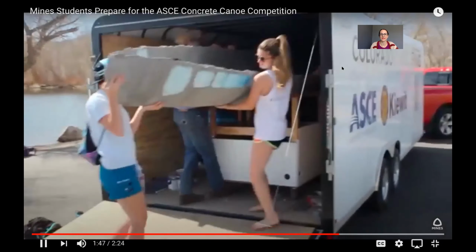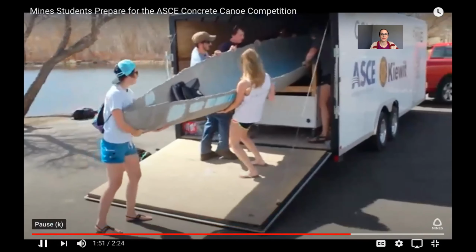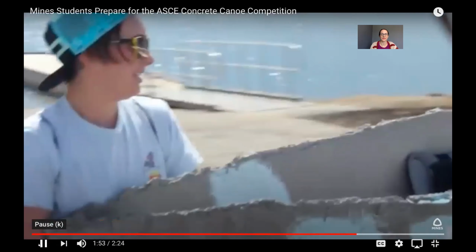I think we're looking really good. We kind of had a few bumps along the way, so it took a lot of man hours to get where we want to be, but we should have a strong showing at regionals.